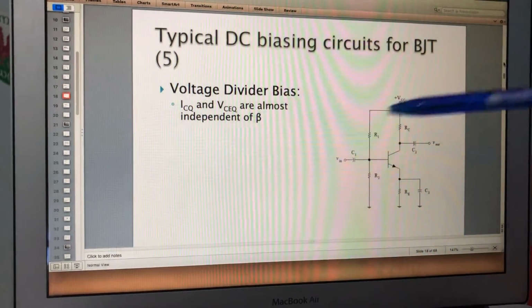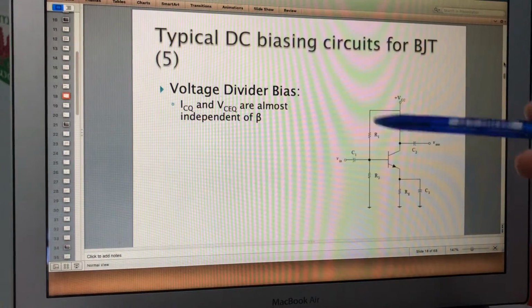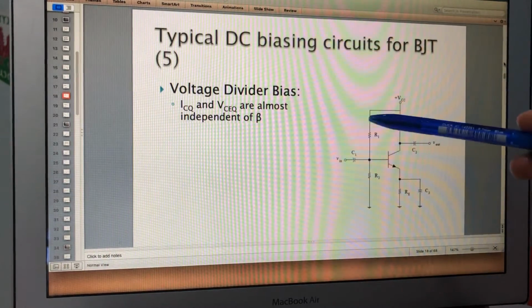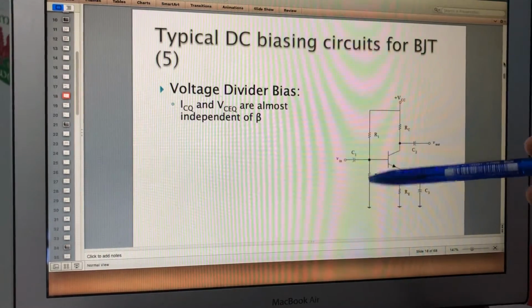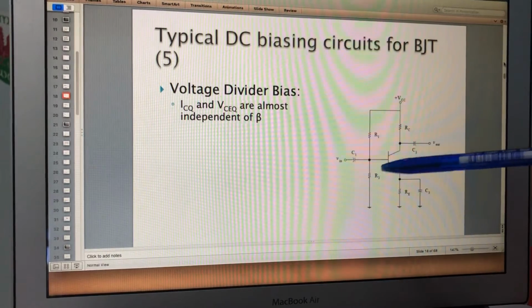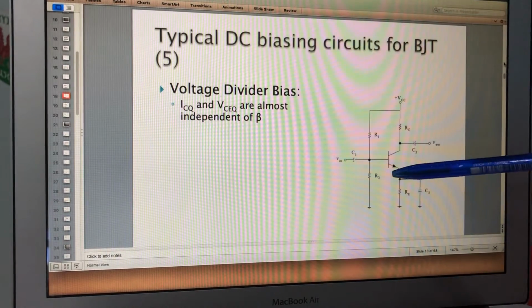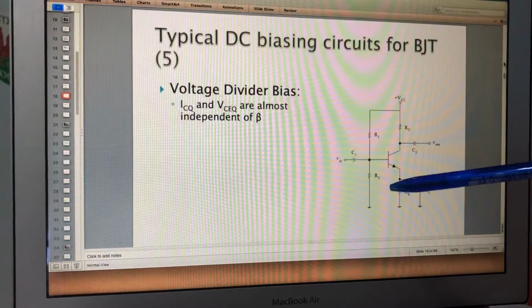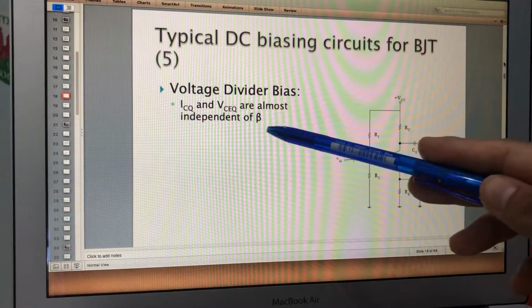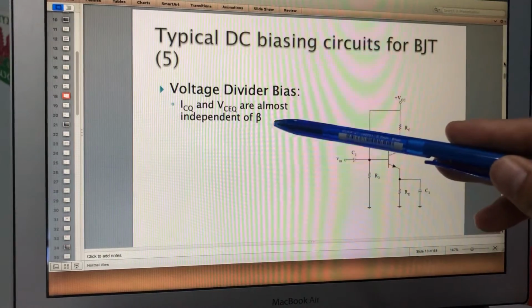Then the next one is the voltage divider biasing, where we have this resistor 1 and resistor 2. Instead of only one resistor, we have 2 resistors now. This is called voltage divider biasing. And in this one, ICQ and VCQ are almost independent of beta. So it's not depending on the beta of the transistor. What is beta? Beta is the transistor current gain.